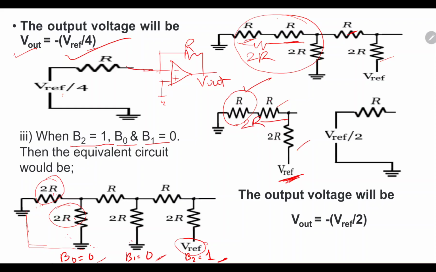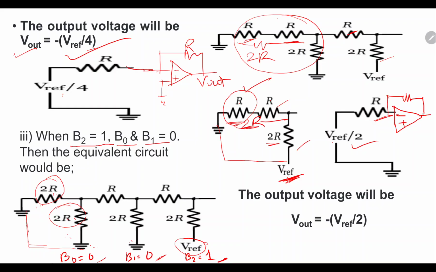Okay, this R and R will combine and form 2R. So this V reference is given to both resistances of the same value, so the V reference will get divided by 2, basically it will be half. And these 2R and 2R in parallel, so the equivalent resistance will be R. So again this is going as the input of the inverting terminal of the op-amp.